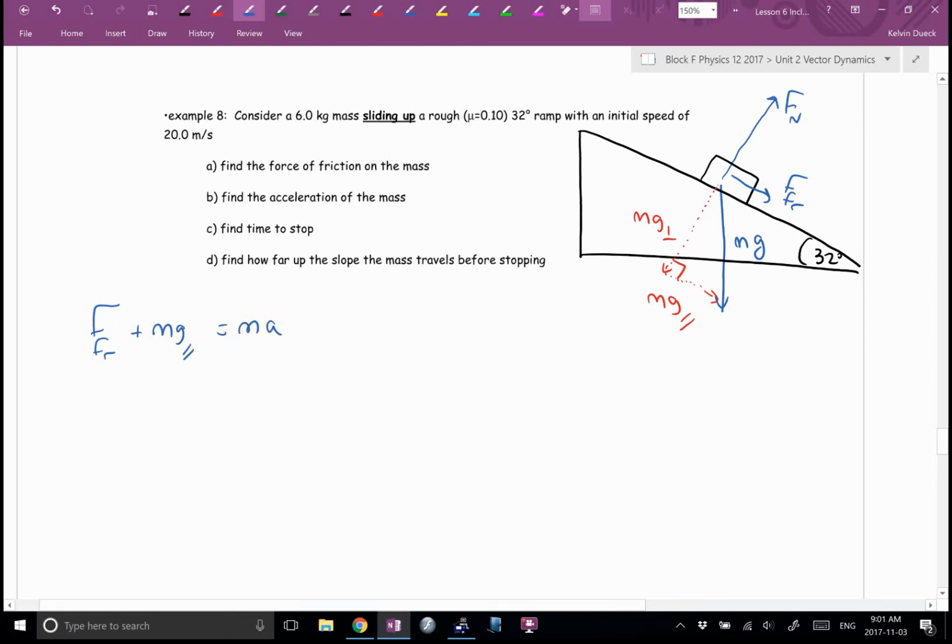I don't know how many times I've seen students go mg parallel minus friction, because friction usually is a loser. It's not a loser in this case, though. I know horizontally it's almost always been a loser. It's not a loser in this case, though. Alrighty. Now, there's my equation. Let's actually walk through these steps. What does A want me to find?